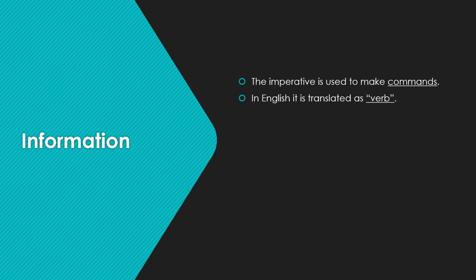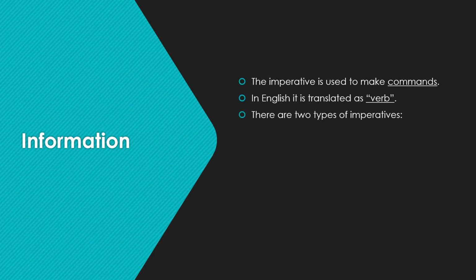First of all, a little bit of information about imperatives. An imperative is used to make commands. This might be easy to remember if you know that the Latin word impero means to command or to order. In English, we translate this simply using the verb that we want a person to do. We simply say verb. So if you want someone to walk, you say walk.